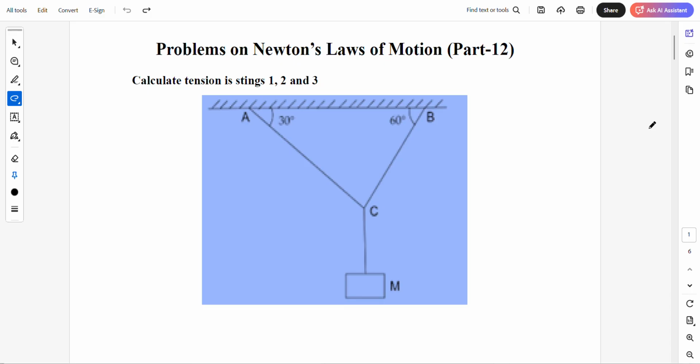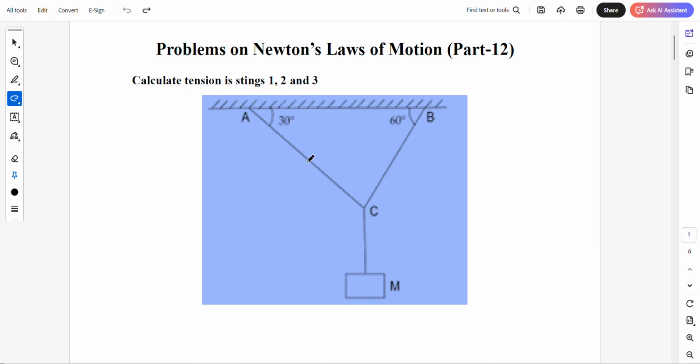Today we'll be seeing some important problems on the chapter Newton's laws of motion. This is part 12 of the video. Kindly go through the previous videos also so that you can understand the problem very clearly. This is the first problem of part 12 of the video. Calculate tension in strings 1, 2 and 3.